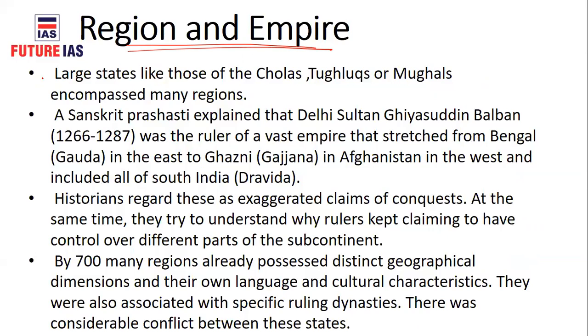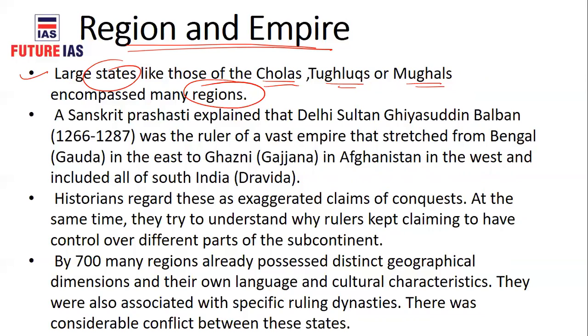So let's understand, large states like the Cholas, Tughlaqs, and Mughals basically encompassed many regions, right? Because these empires were very big, they had captured bigger territory. And you must understand, there was a Delhi Sultan who was known as Ghiyasuddin Balban, who was Delhi Sultan from 1266 to 1287, right?